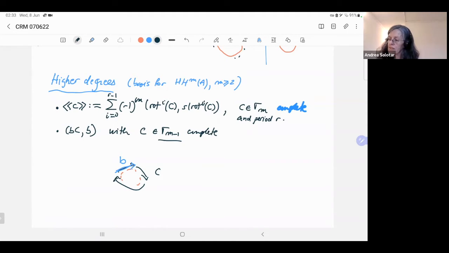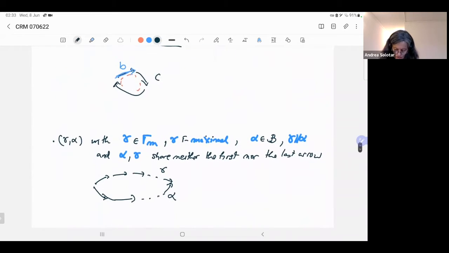So this is the description of the Hochschild cohomology. And there is one more element, but this element is of the same type as the shortcuts and the deviations we had before, because it's a gamma parallel to alpha.